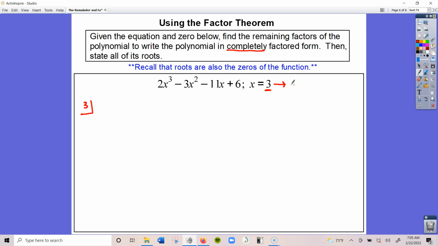This would be the factor x minus 3, since in order to make this equal to 0, I have to subtract the 3. So this is what we would have seen if it was this divided by x minus 3, this is our 0.